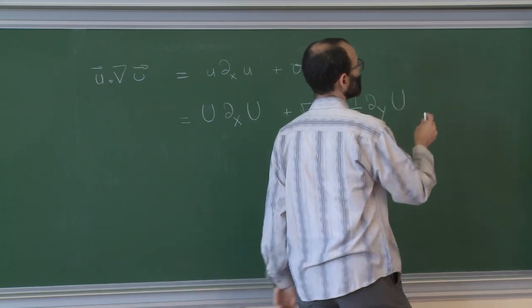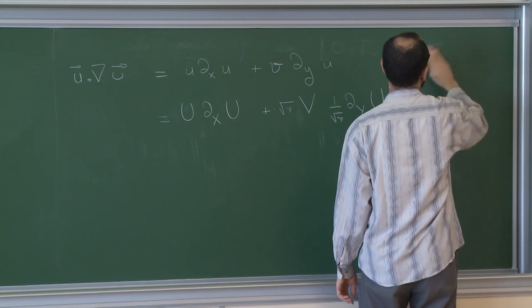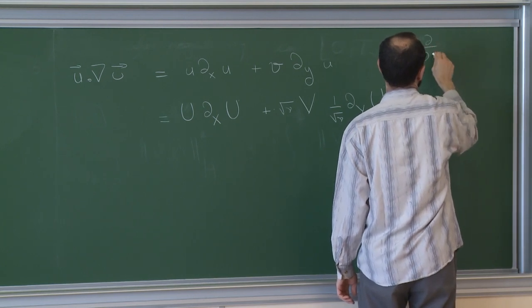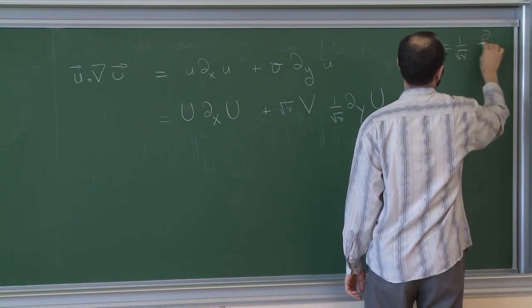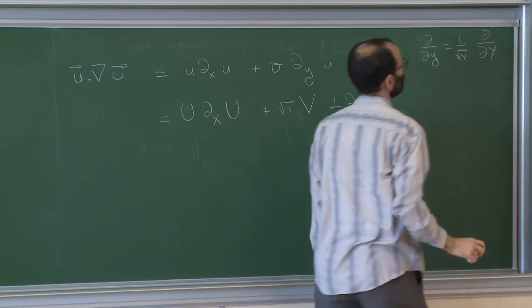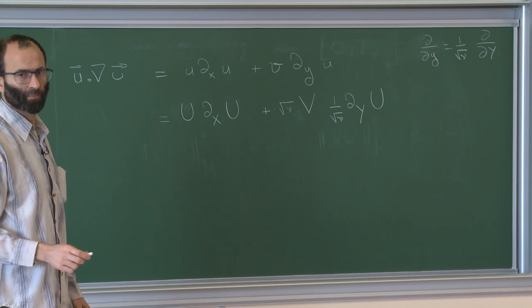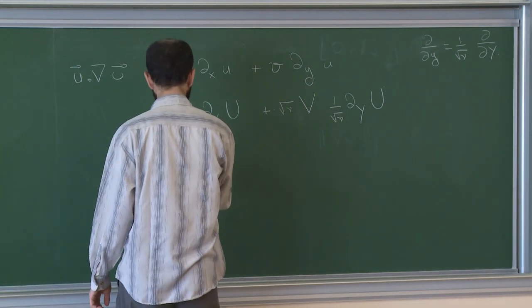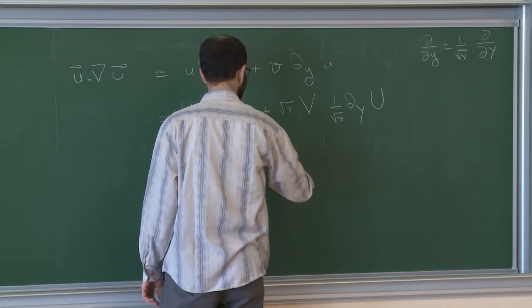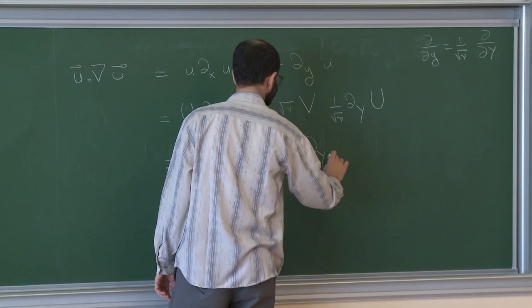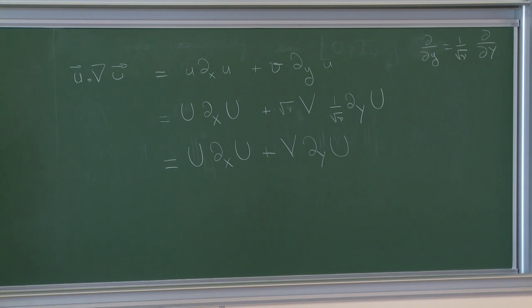Okay, so we always keep in mind that d over dy. Makes sense? Okay, so it's exactly u dx u plus v dy u.